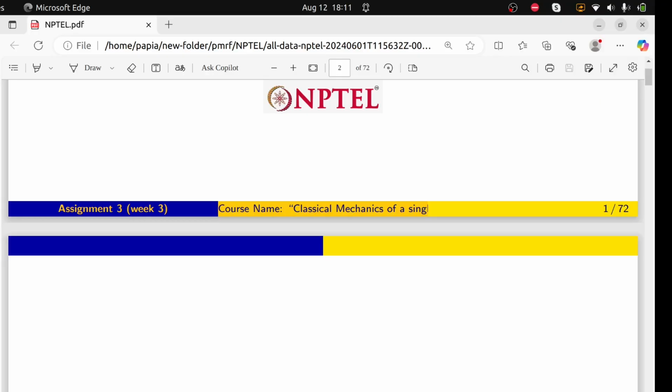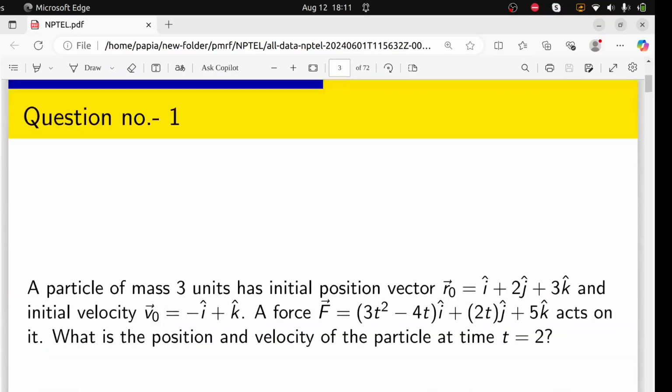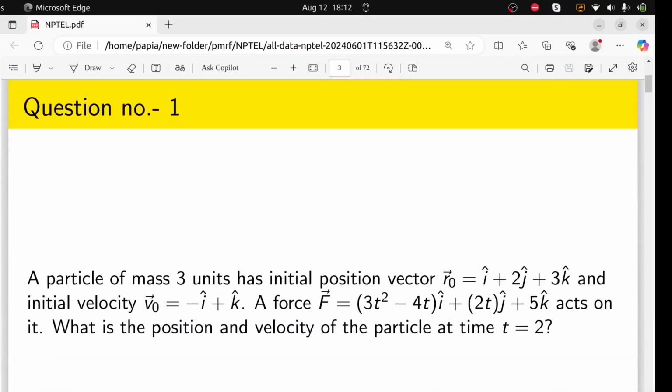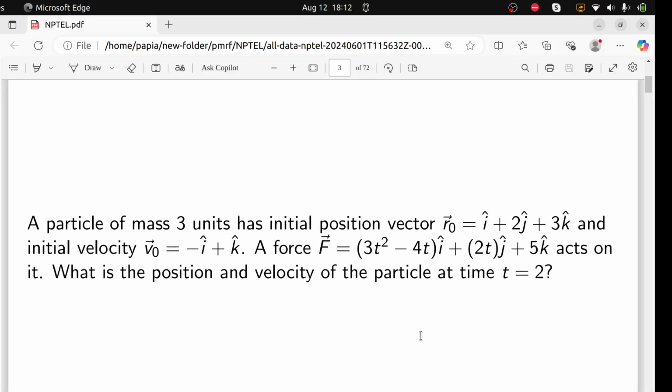Basically today I will talk about a total of 10 questions from assignment 3 previous year questions. Week number 3 was basically for the central force motion, central force problem, as well as problems where the force was given and you have to calculate the velocity and then the position of the particle. So let's start the question so that we can understand how we can proceed and what we need to understand better. So this is the first question.